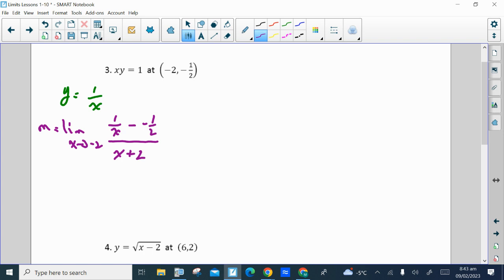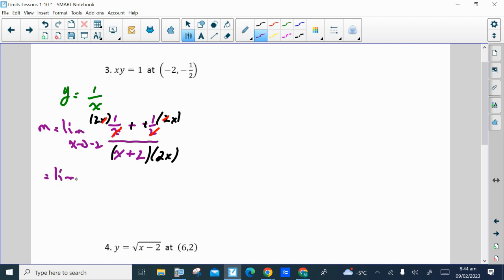So again, negative 2 is a non-permissive value, so we need to do something here. First, the minus minus becomes a plus, positive on top. And then we're going to get rid of the denominators in the numerator by multiplying all the terms by the common denominator of 2x. Can't forget to do the bottom as well. So the x's cancel, the 2's cancel. We've gotten rid of the denominators in the numerator.